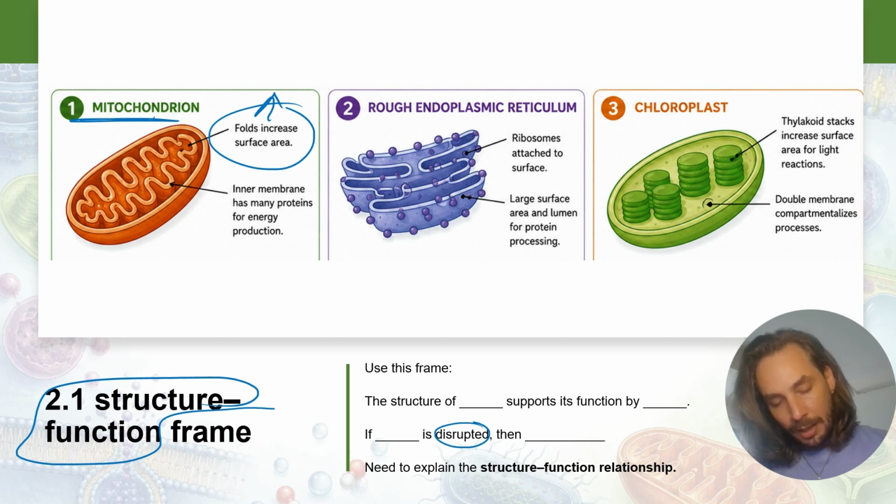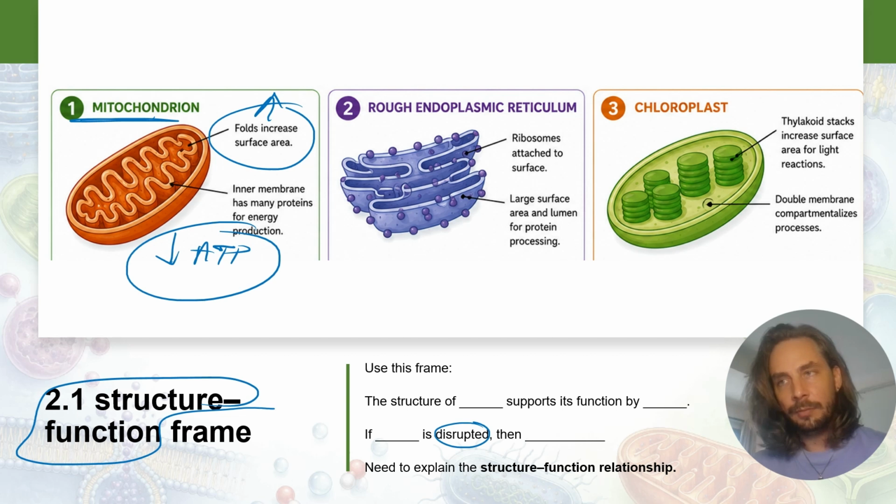Okay, if these folds are disrupted, then it will have lower ATP production because it makes ATP and it uses those folds to have many proteins for energy production. And if there are less proteins for energy production, you will make less energy overall.